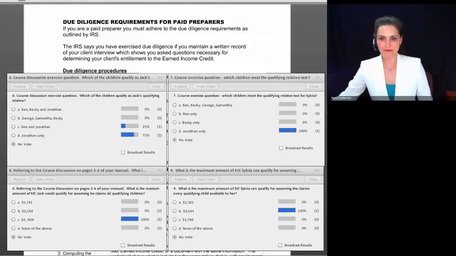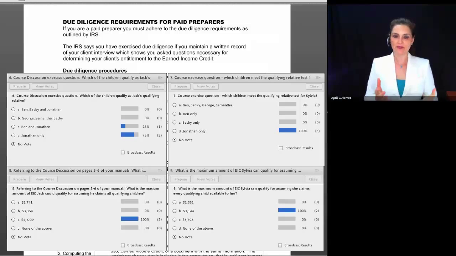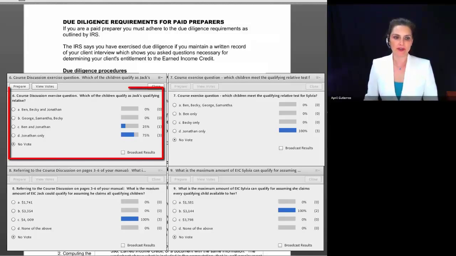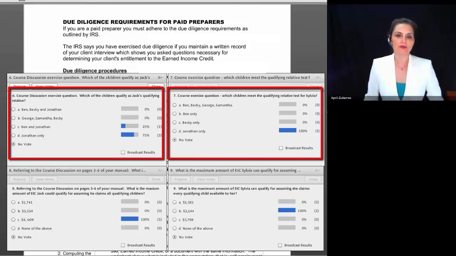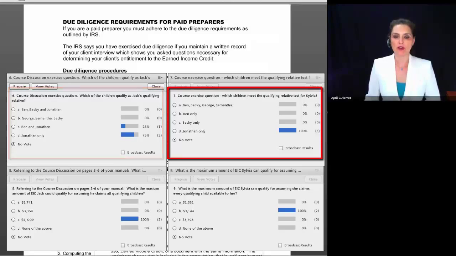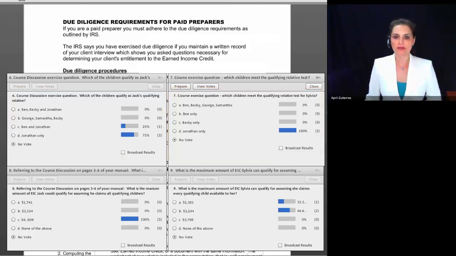Okay, welcome back from break, everyone. You can see that during the break, I posted up some more questions relating to Jack and Sylvia just to see if you were on your toes. And let's look at problems 6 and 7 first. It says, all right, which of the children below qualify as Jack's qualifying relative? And over on number 7, it says, which of the children are qualifying relatives for Sylvia?